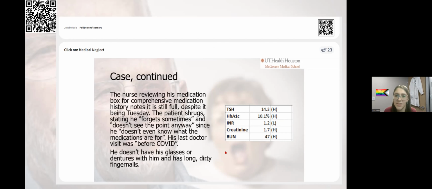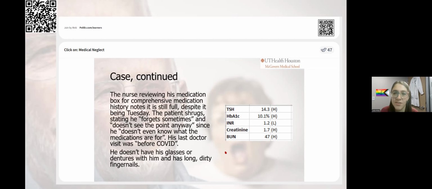I haven't been to a doctor since COVID. Who cares? So who knows how old these meds are? He just takes them if he wants and doesn't really know what they're for, but it is what it is. And even though the daughter was there, he didn't think about bringing his glasses or his dentures.